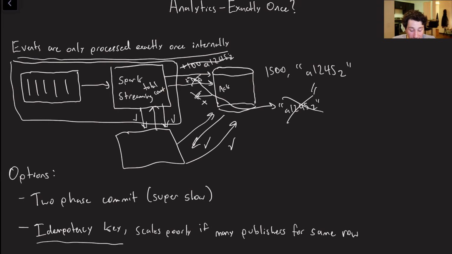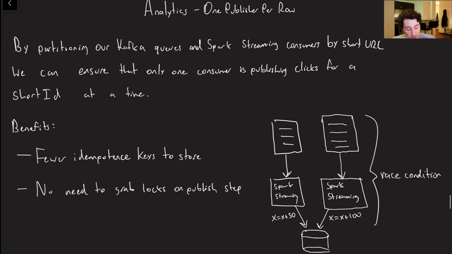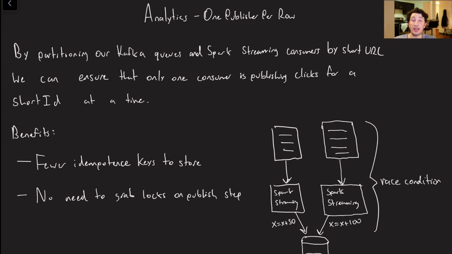The issue with the idempotency key is, let's say we had 10 Spark Streaming consumers, SS, SS, SS, and they're all publishing over here. Now we need to store this idempotency key times 10 for every single publisher, which is inconvenient. If all of a sudden there are 100 publishers, now we need to store 100 extra keys. That's not great. How can we do this? Or rather, how can we get around this?